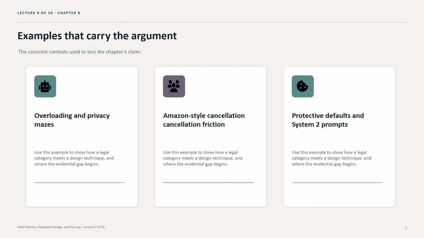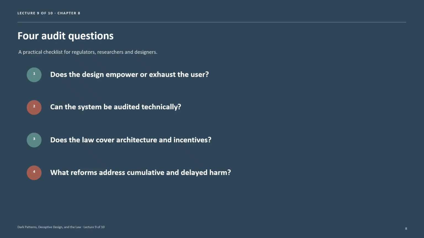The chapter's forward-looking section concerns large action models, or LAMs. These systems can act on behalf of users, navigate interfaces, choose options, and complete tasks. This creates a new frontier. If AI agents accept cookies, select subscriptions, purchase products, or follow platform prompts, then manipulation may target the agent, the user, or the system that mediates between them. Agentic AI therefore magnifies the importance of architecture.